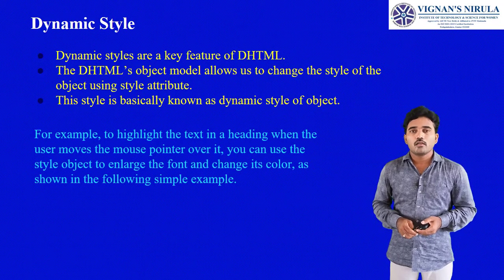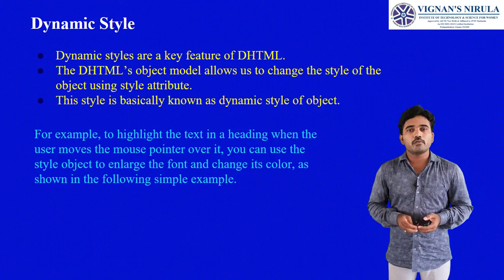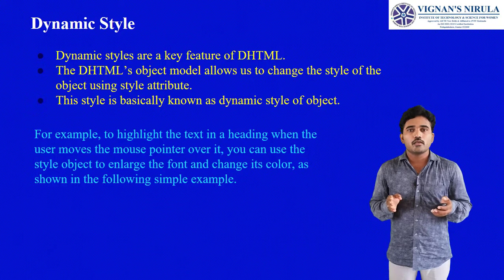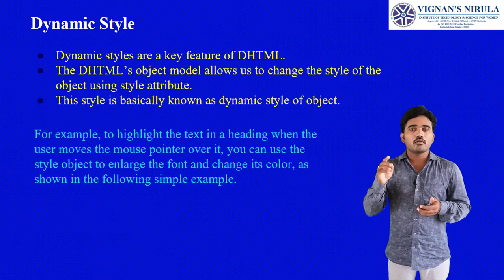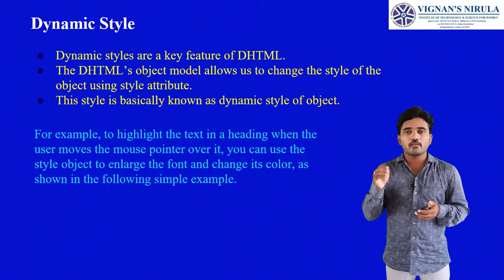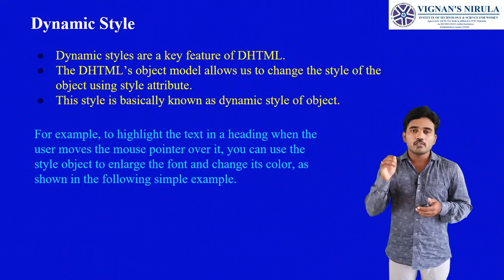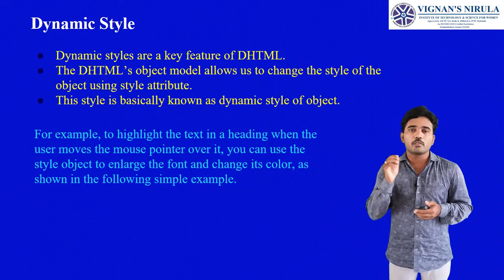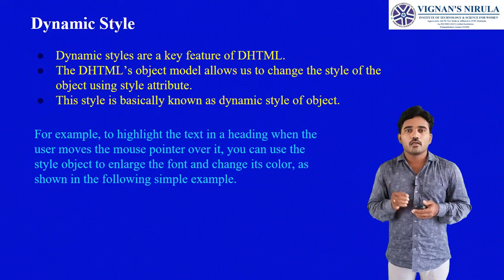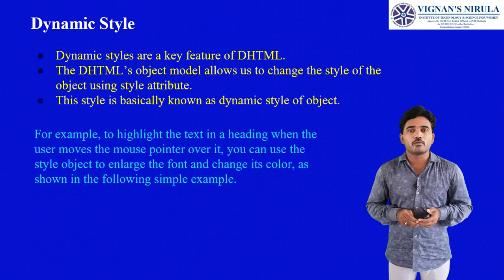So coming to dynamic style. Dynamic styles are key features of DHTML. DHTML's object model allows us to change the style of an object using the style attribute. See, in our cascading style sheets, where we applied the first level of CSS, that is inline or internal style sheets, there we used the style attribute. In the same way here, while you are applying the dynamic style to your web page, you need to apply the style attribute. So this style is basically known as a dynamic style of object.